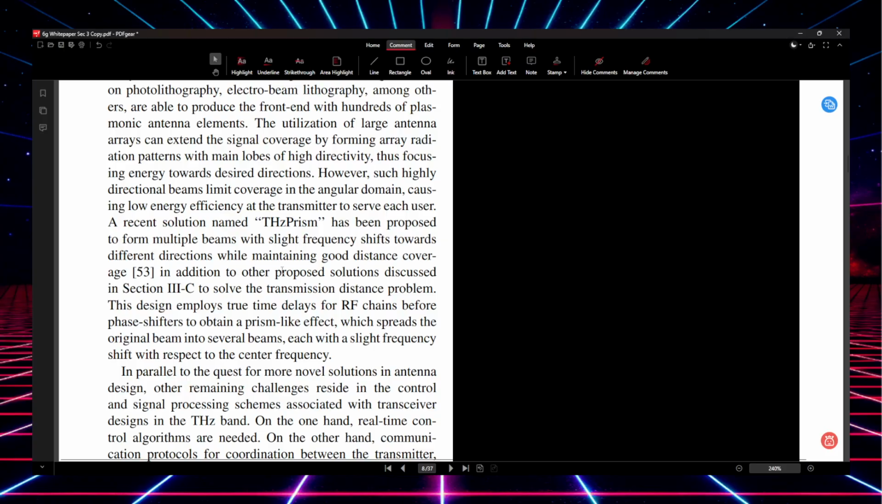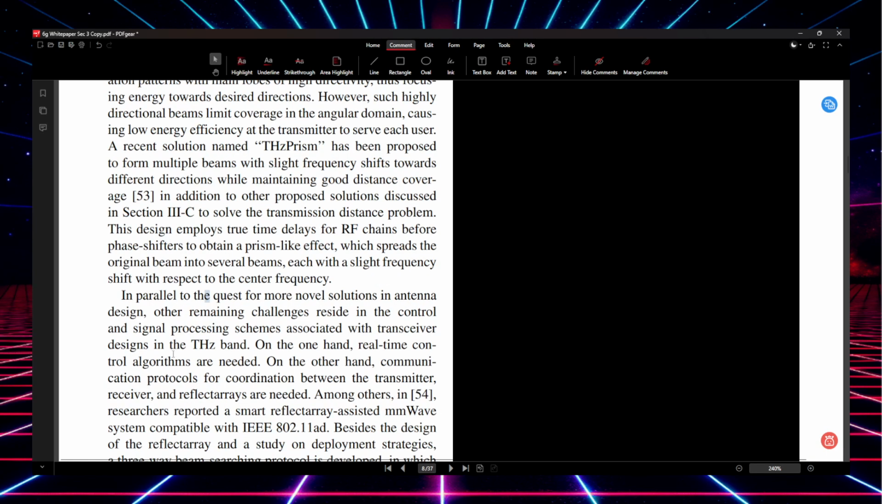In addition to other proposed solutions discussed in Section 3C, which was, I think, one of the last two sections we read, to solve the transmission distance problems, this design employs true time delays for RF chains before phase shifters to obtain a prism-like effect, which spreads the original beam into several beams, or beam splitting, I'm guessing is what's being referred to here, each with a slightly different frequency shift with respect to the center frequency.